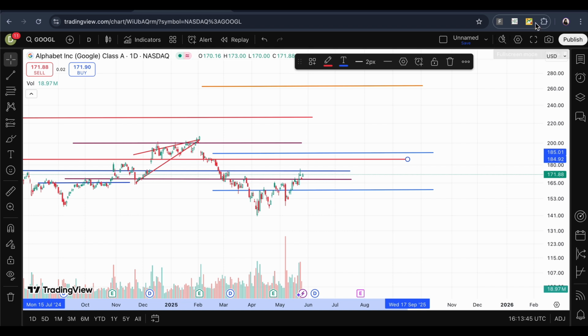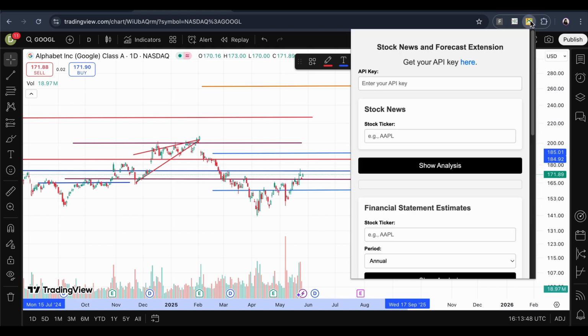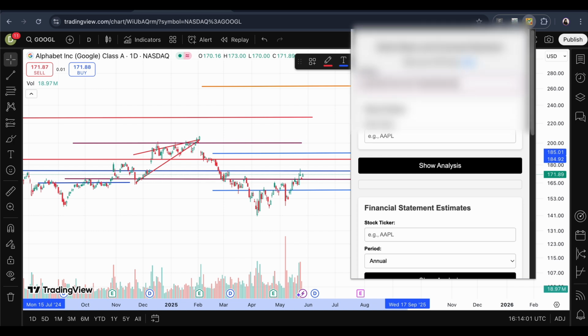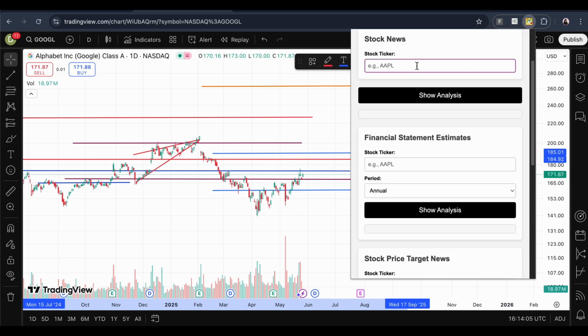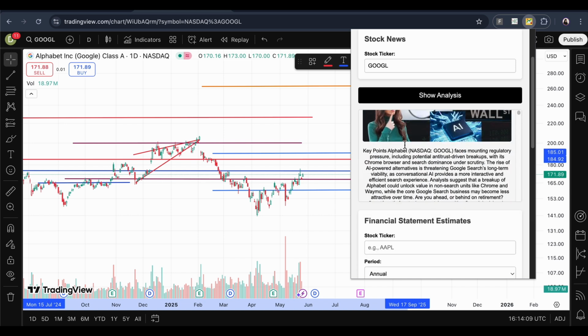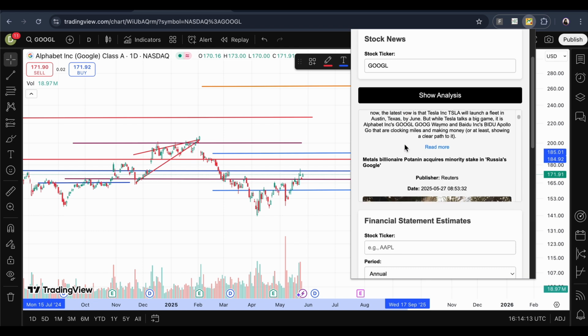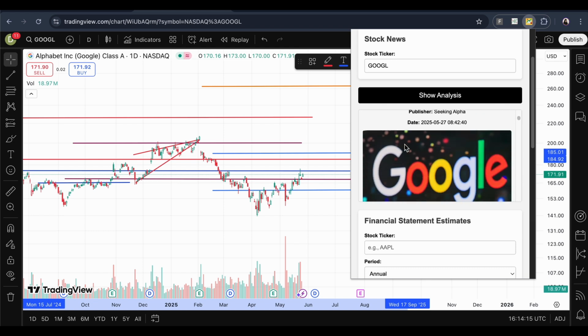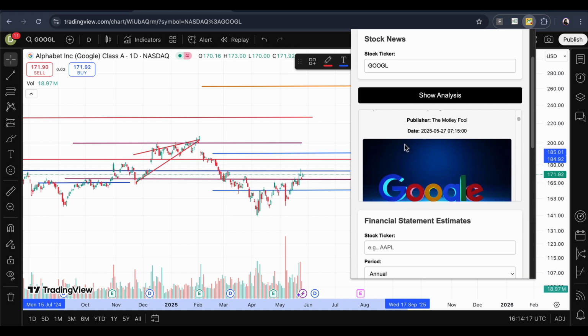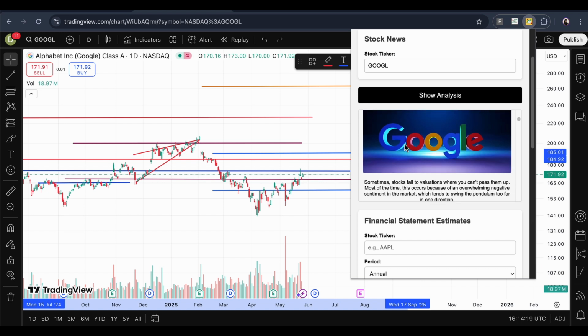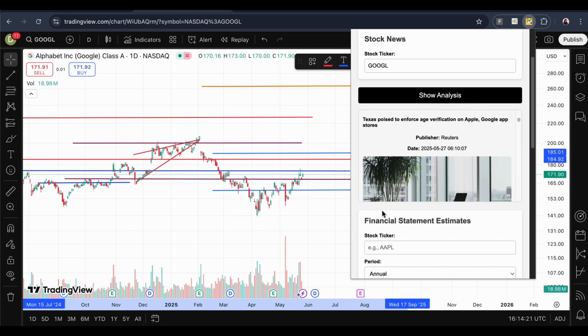Of course, for tracking and monitoring news surrounding the company and stock target prices, you can use the Stock News and Forecast extension. Just input your custom API key. You can get it here. Then you can input the stock ticker over here, hit show analysis, and you can read the most important news surrounding the Google company. If the news are negative, be very careful opening the position because the stock can go lower. It can go lower more aggressively right now given low investor confidence.